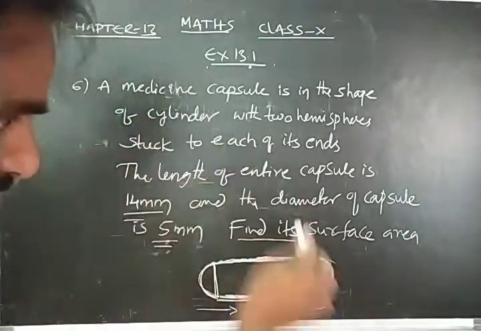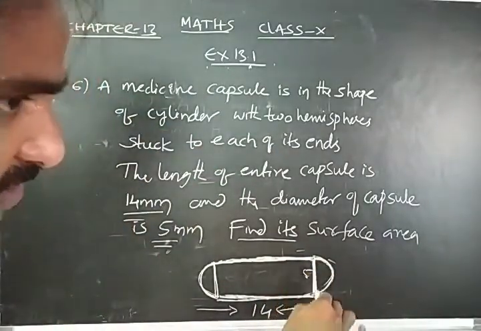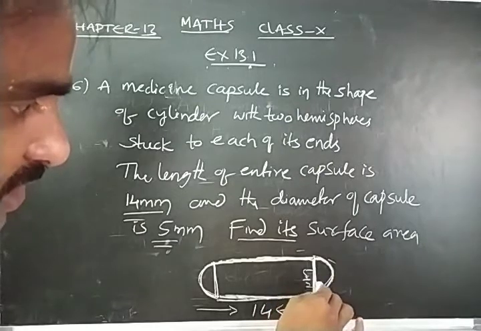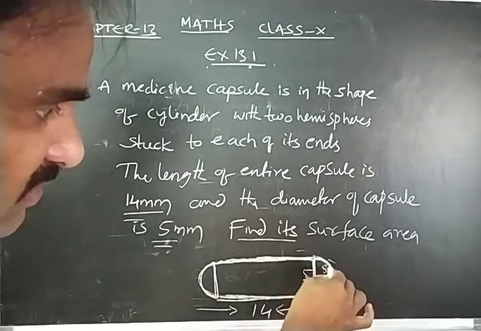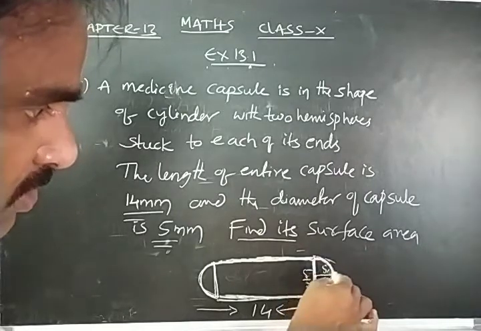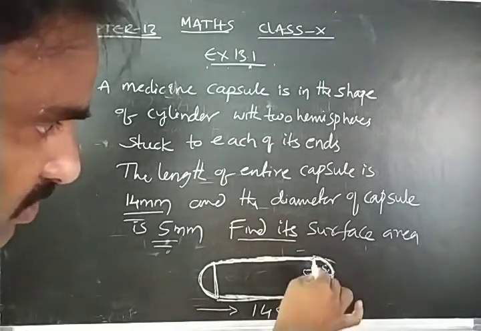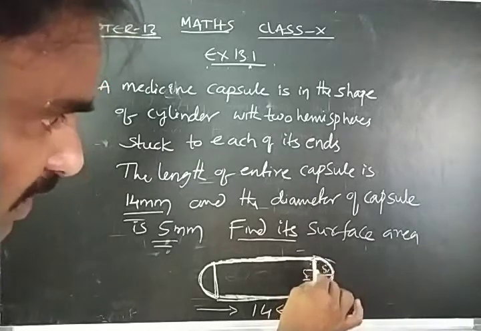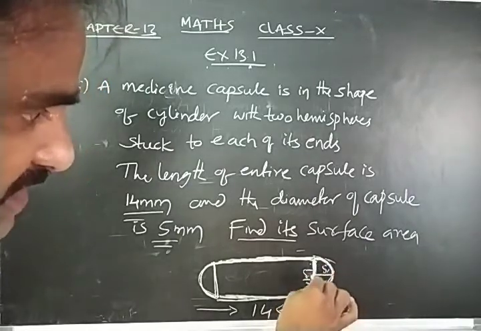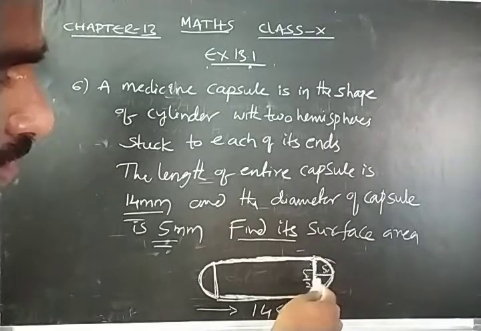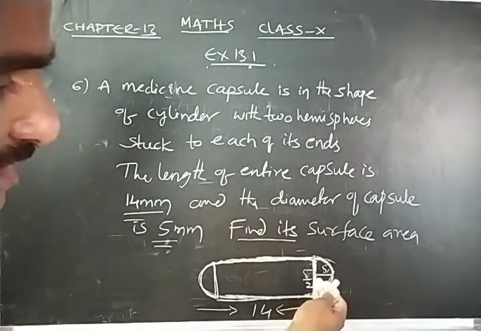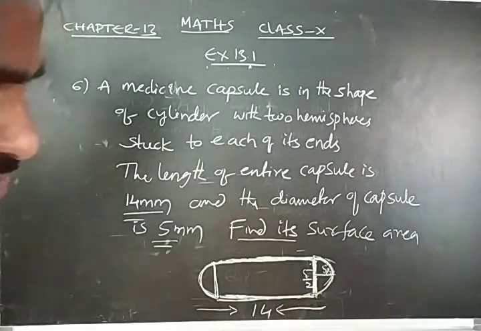The total length of the capsule is what? 14 millimeters. And the diameter of the hemisphere is 5, so 5 by 2 is the radius. See, this is the hemisphere, no? This is the radius and this is the diameter. So from here up to here is 5 by 2, and from here to here also 5 by 2. Why? Because this is the radius. Already we have the diameter, which is 5. If you divide the diameter by 2, you will get the radius.